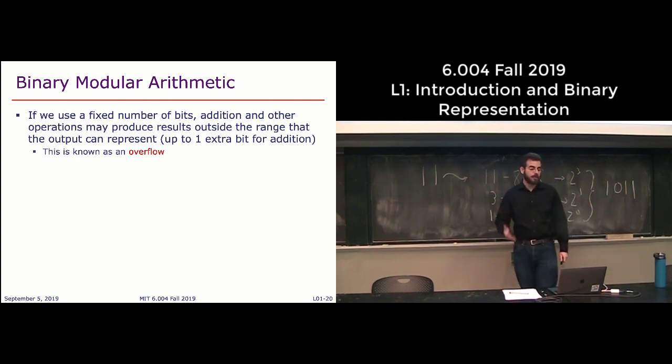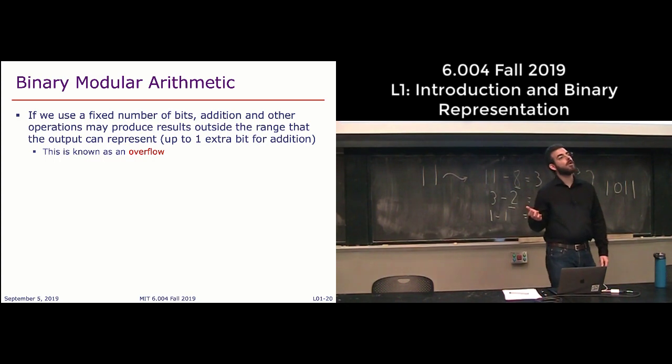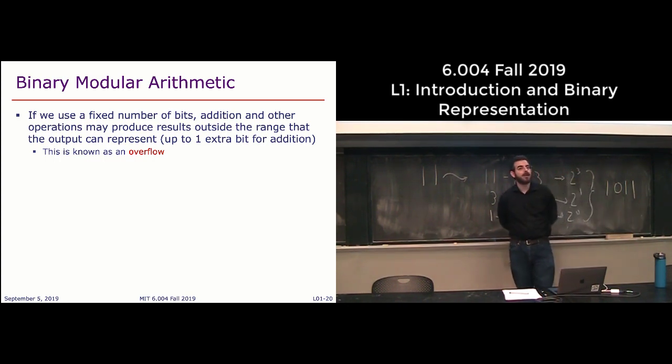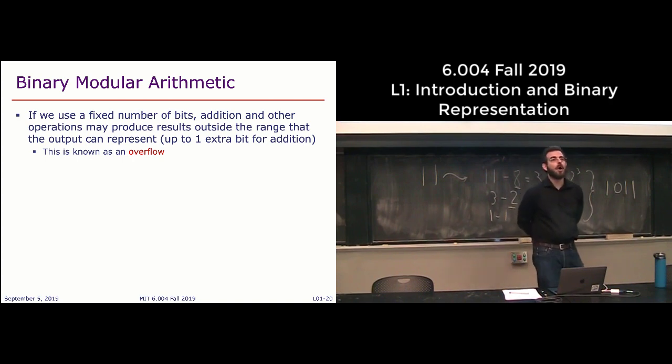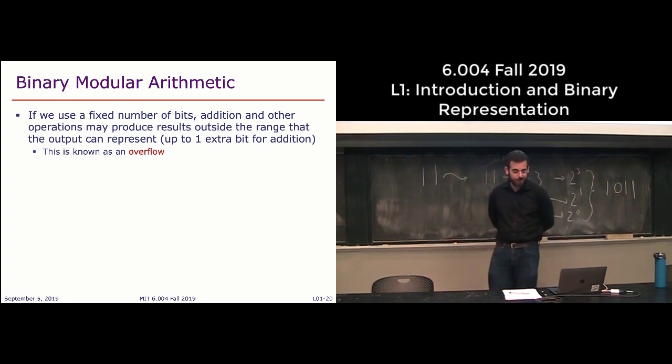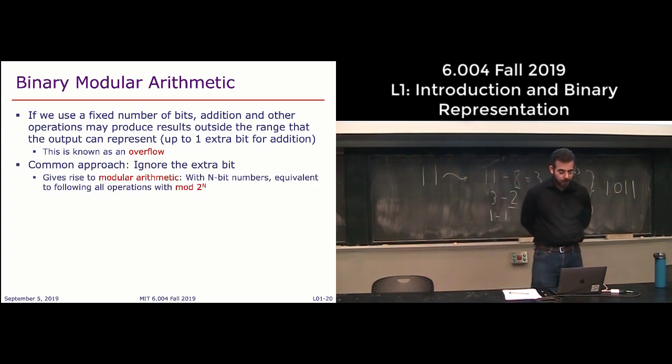And so in the example of addition, we'll take an extra bit. Other operations like multiplication can take many more bits. This, getting out of the range, is known as an overflow. And how do we handle the overflow? This overflow is quite crucial because it will happen somewhat often.